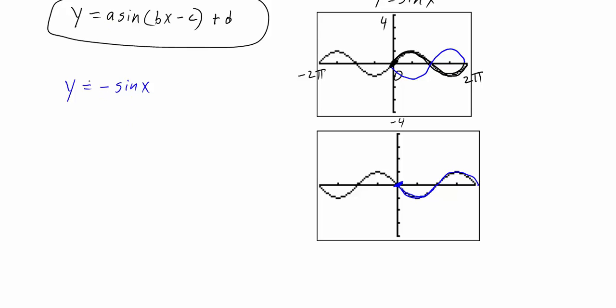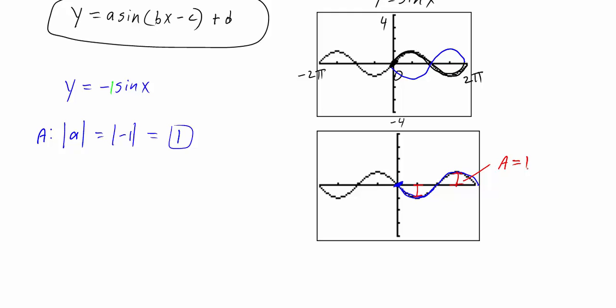Now also, you'll notice this a value is actually going to be the amplitude. So the amplitude is going to be the absolute value of a. So in this case, this negative sign is really understood to be a negative 1. So if we take the absolute value of negative 1, then we know the amplitude of this particular graph is 1. And we can certainly see that if we go from this point to this point, or from this point to this point, the amplitude is 1.